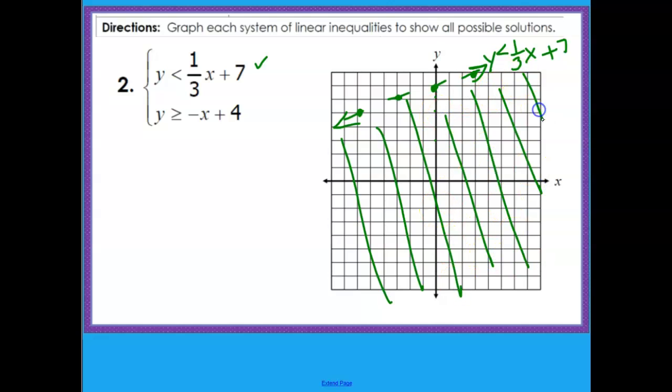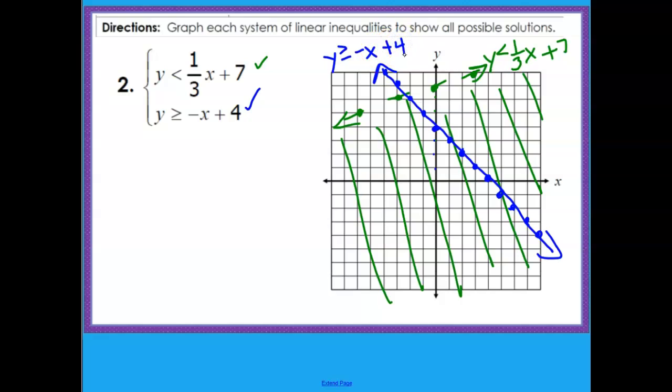Less than. Now for my second graph. A y-intercept of 4 and a slope of negative 1. Negative 1, positive 1. So down and right. Down 1, right 1. Now I'm going to reverse it. And this one's going to be solid. Again, I'm going to label it off the graph.